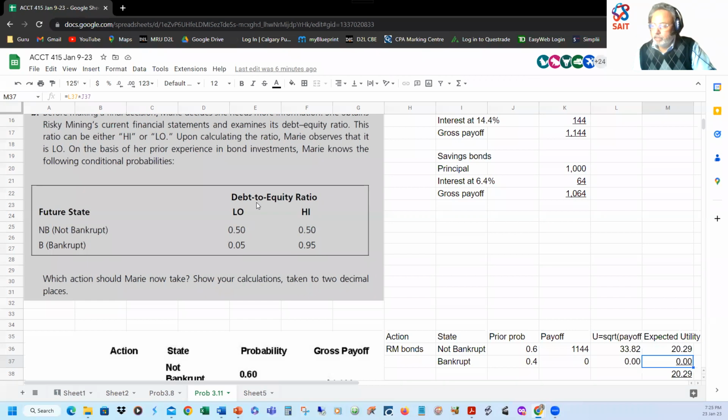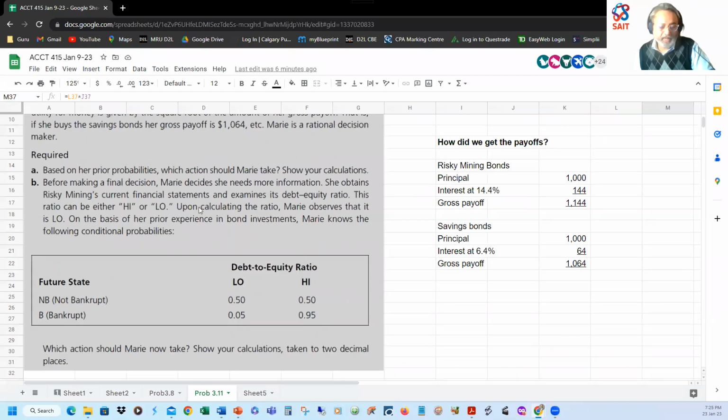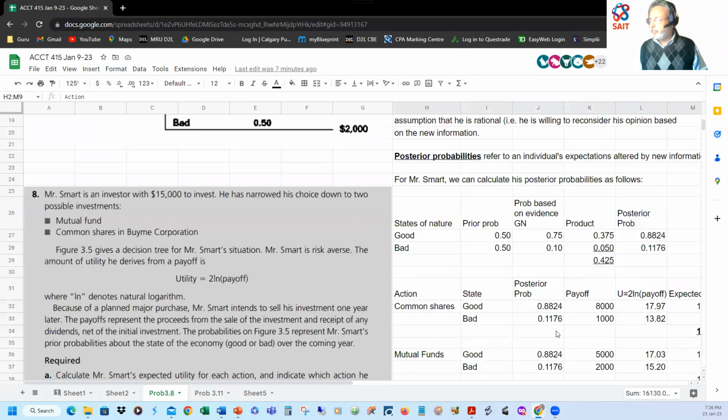companies. Now, keep in mind that the piece of evidence that Marie has is that Risky Mining's debt to equity ratio is low. So we can only go by this piece of information. When a company has a low debt to equity ratio, there's a 50% probability that it will not go bankrupt in the future and a 5% probability that it will go bankrupt. So as far as Marie is concerned, this column here for the low debt to equity ratio is her evidence. Right, so we're going to recalculate Marie's probabilities.